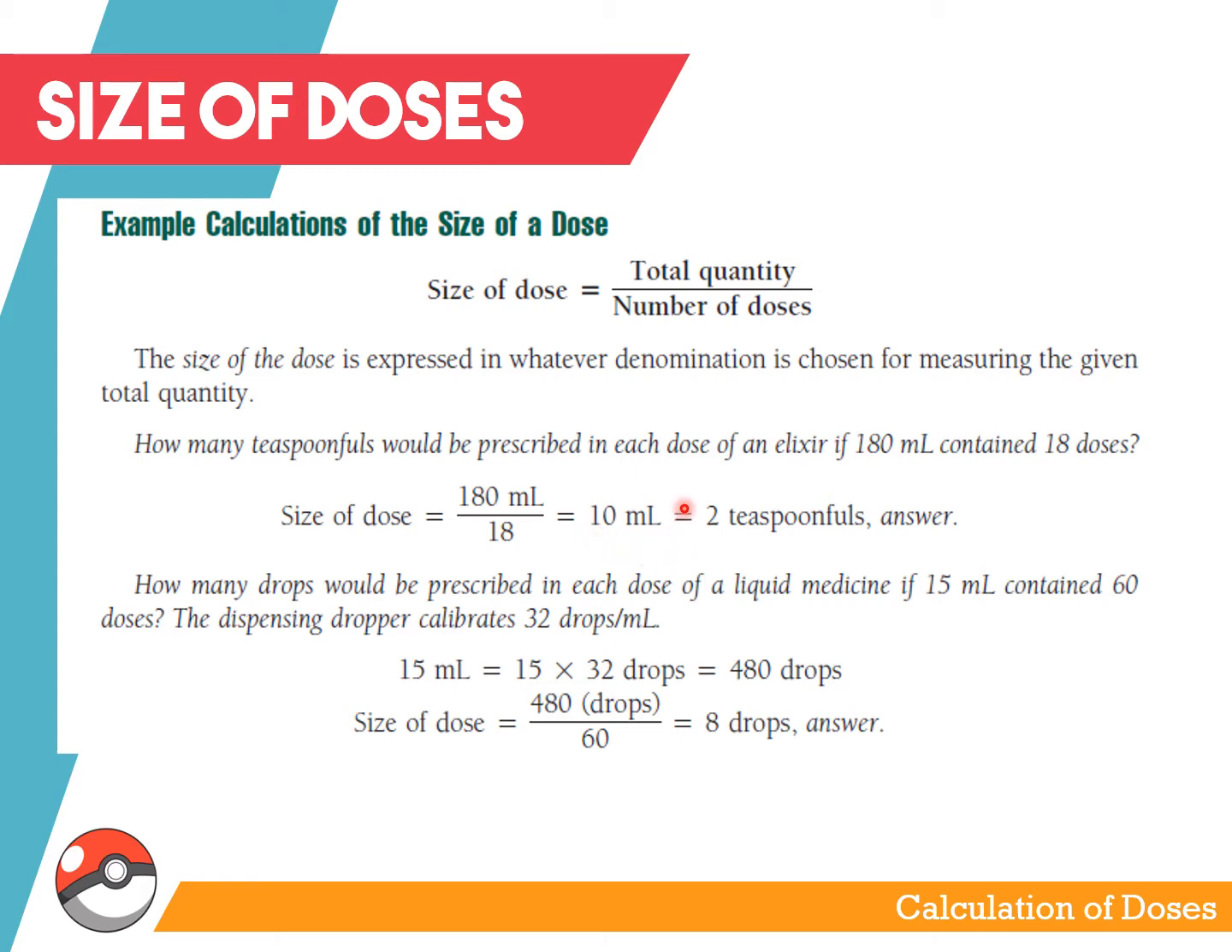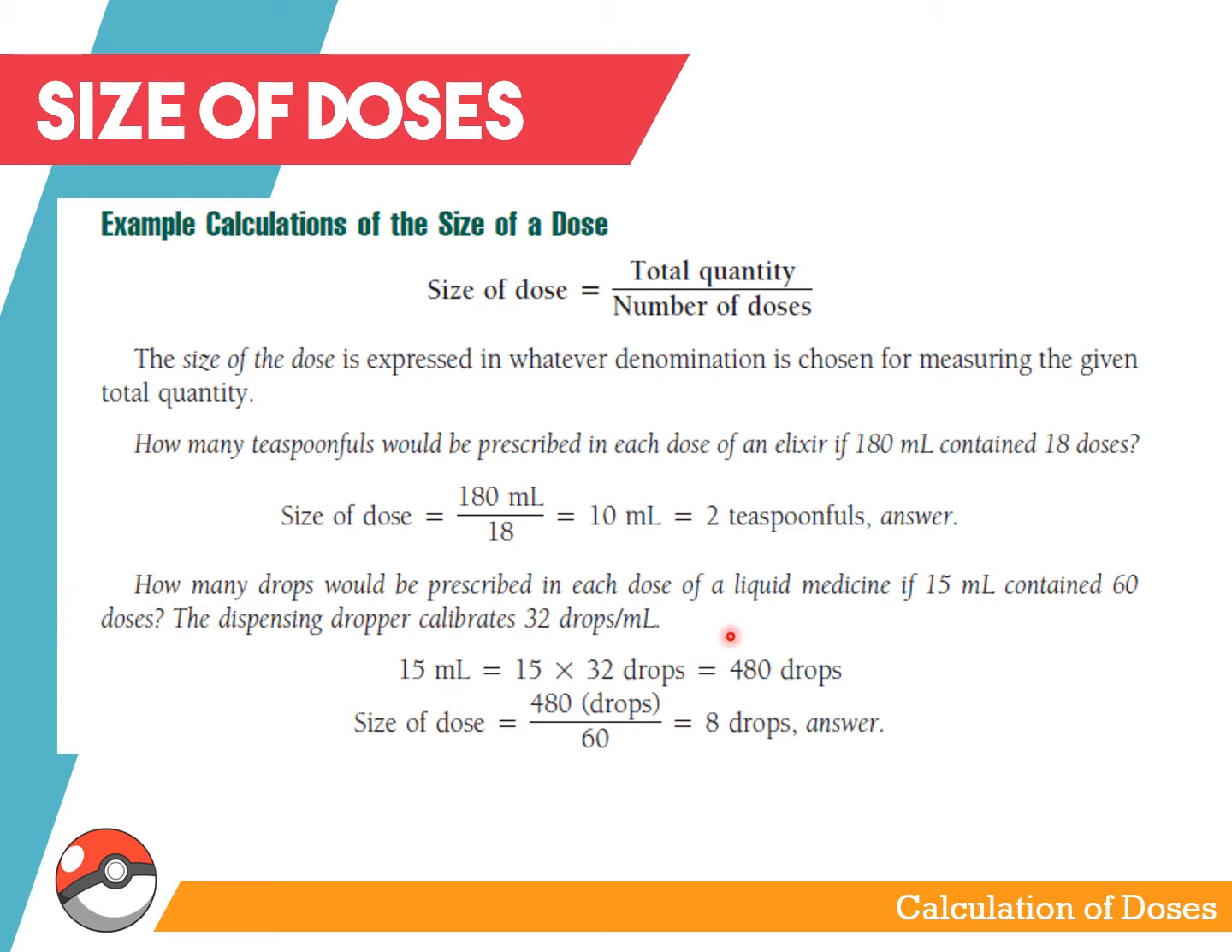But the required unit is teaspoonfuls. So how many teaspoonfuls are in 10 ml? The answer is 2 because 1 teaspoon is equal to 5 ml. So another example, how many drops would be prescribed in each dose of a liquid medicine if 15 ml contains 60 doses? So the dispensing dropper calibrates 32 drops per ml.